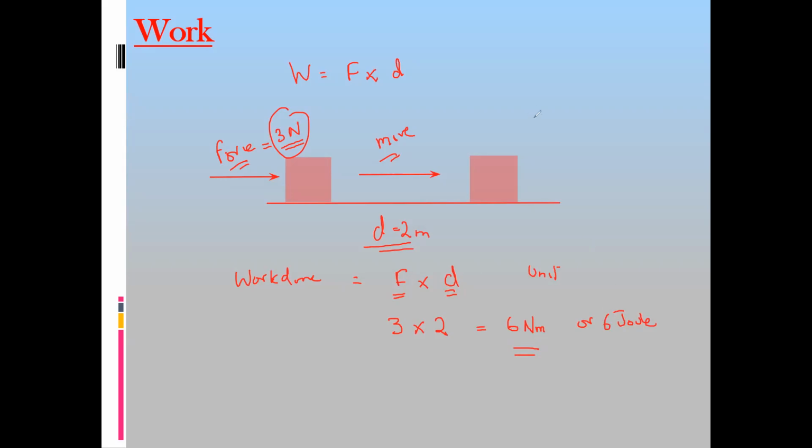So the unit of work done and the unit of energy are the same. So the simple definition of work done: a force applied on the object so that the object can move. We call that work done. Is it clear? The basic concept of work done, the force applied to move the object.